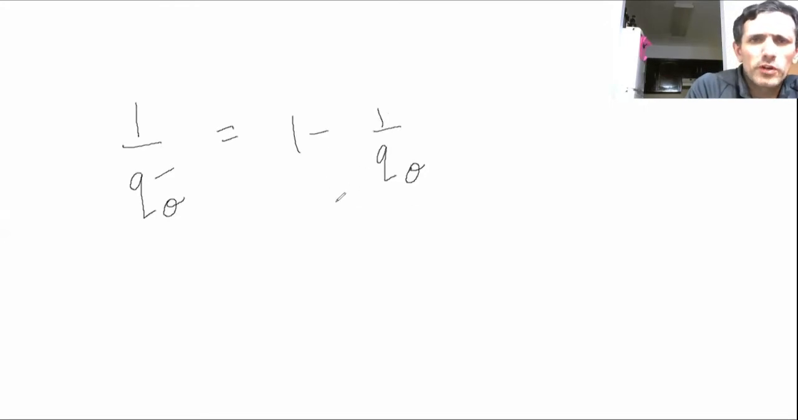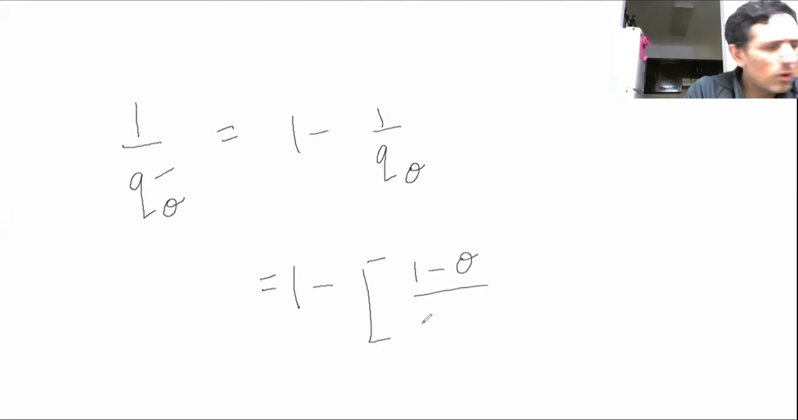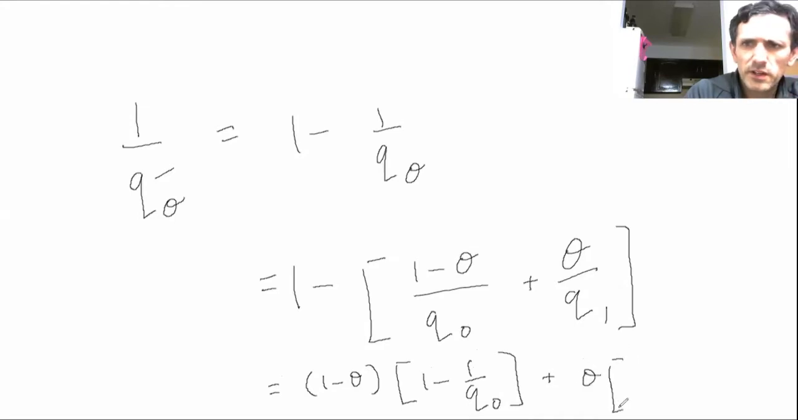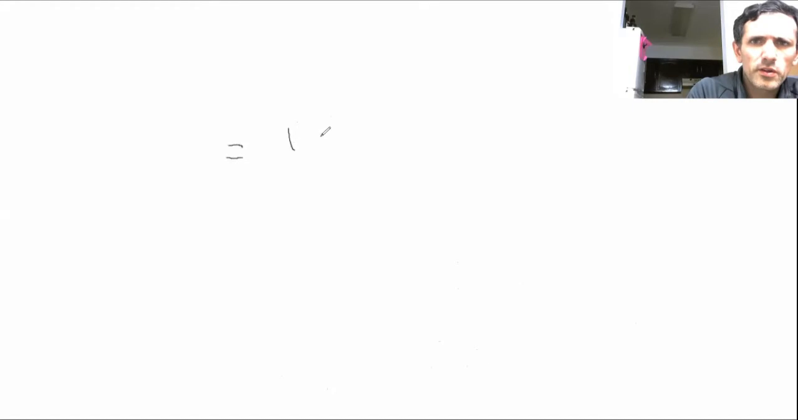All right, so by definition, 1 over q_θ prime is 1 minus 1 over q_θ. We know what 1 over q_θ is. In the statement of Riesz-Thorin, it's (1-θ) over q_0 plus θ over q_1. And this is fairly easy to see is going to be equal to, just write it in a clever way like this: (1-θ) times (1 - 1/q_0) plus θ times (1 - 1/q_1). And this is going to be equal to (1-θ) over q_0 prime. Let me make it a little better.